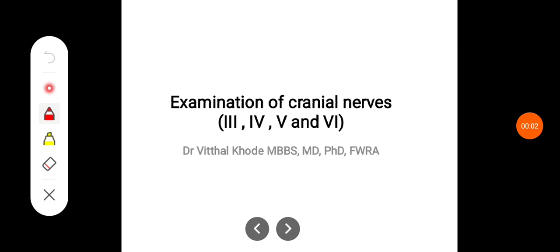Hello everyone. In this particular class, we'll try to learn how to examine the cranial nerves 3, 4 and 6, which are related to the ocular movements, and how to examine the trigeminal nerve, that is cranial nerve 5.